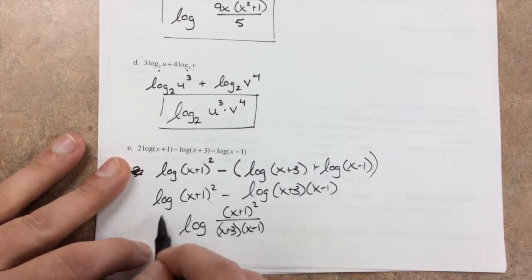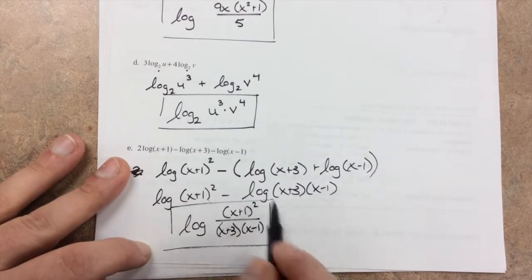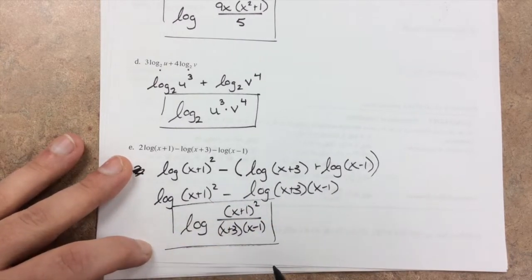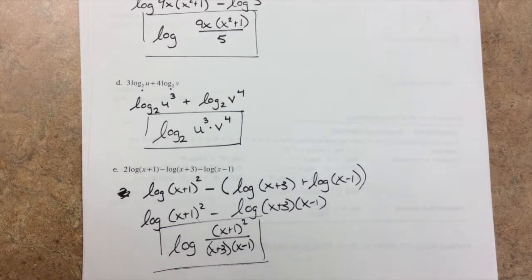Now when you get good at this, you don't have to do all these intermediate steps. You can just jump to the end. All right, flip it over.